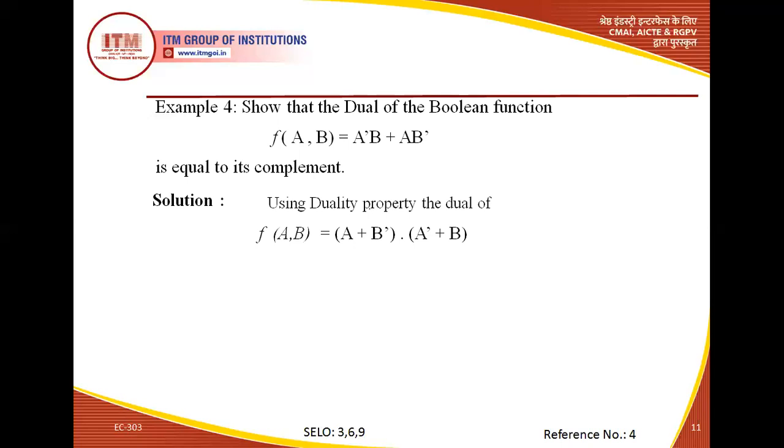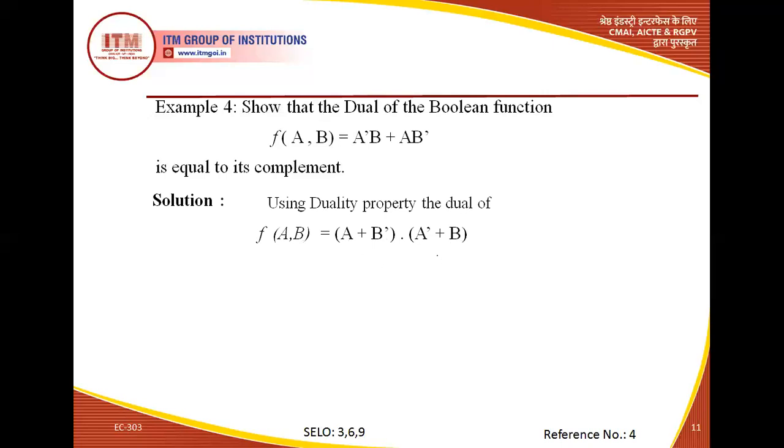So how can we apply the duality property? We change the operators, that means AND and OR, and also change 0 and 1. So a dash will be replaced by a, b will be replaced by b dash, and plus will be changed by dot, so a dash plus b. The dual of the given function is (a plus b dash) dot (a dash plus b).